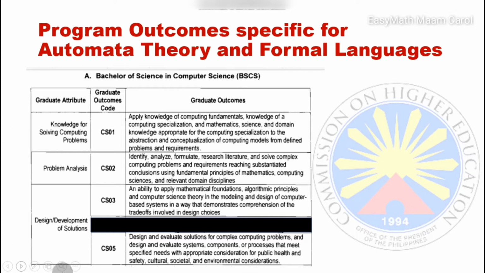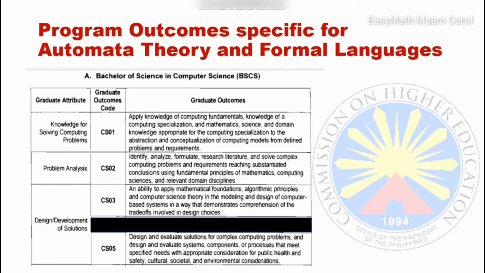And then, dun sa CS05, nag-skip tayo dun sa CS04 kasi hindi siya expected para dun sa automata theory and formal languages. So, naka-grade out siya. Hindi siya kasali. Hindi kailangan siyang i-execute sa subject na to. So, nag-skip siya sa 4, dumiretso siya sa 5.